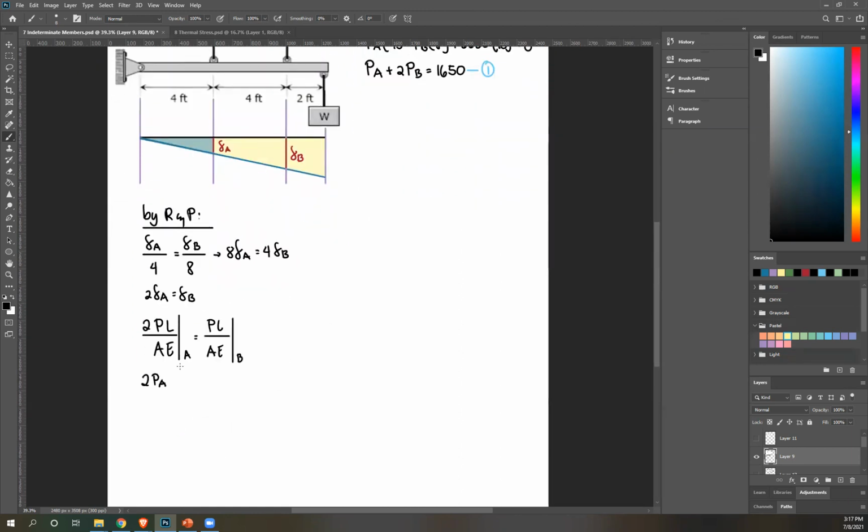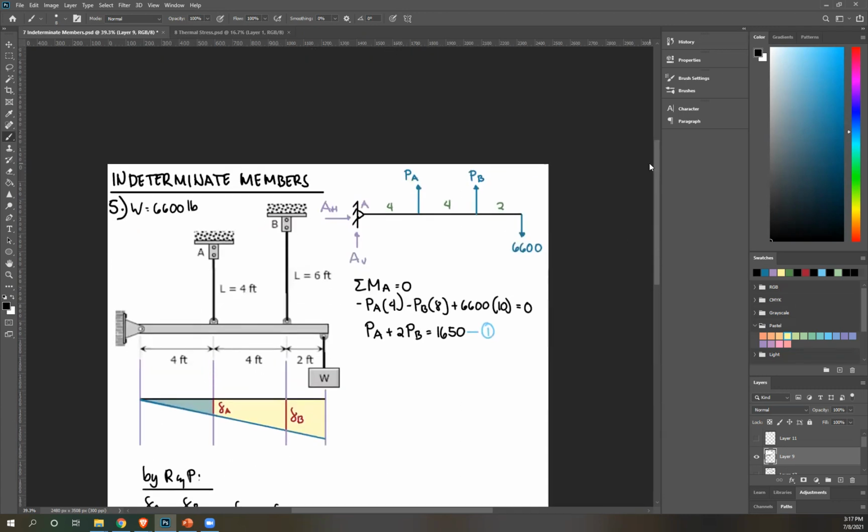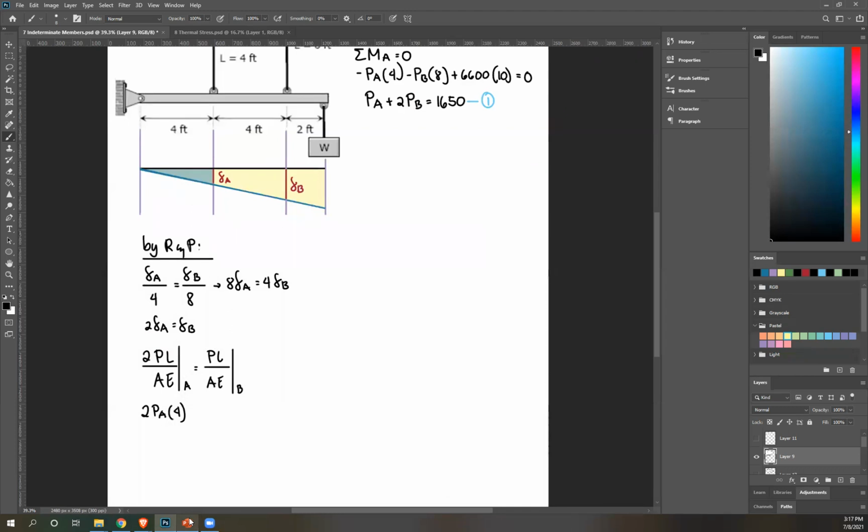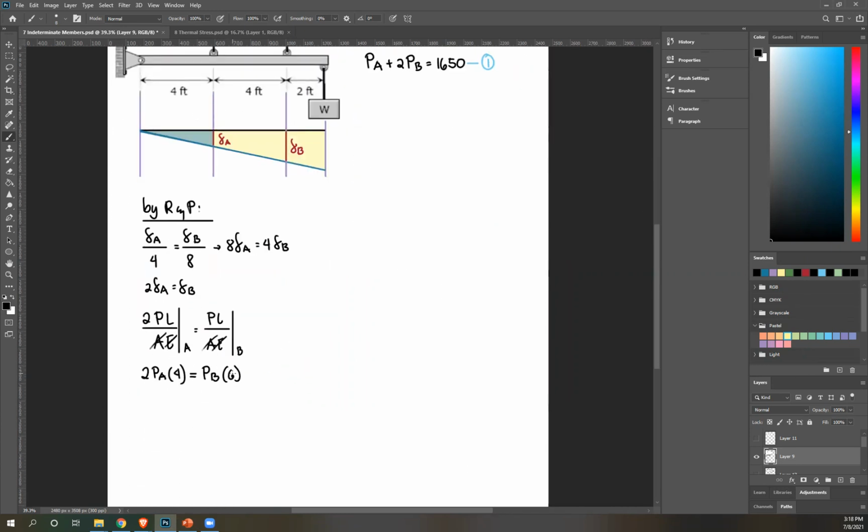So 4. And then AE. So they're homogeneous, right? They're identical except for length. So that means they have the same area and the same modulus of elasticity. So meaning this cancels out. Okay, then equals PB times the original length of B is 6. Okay, let's simplify further. Divide everything by 2. We got 4 PA equals 3 PB. Now this is your equation number 2. Two equations, two unknowns. We can solve for PA and PB.